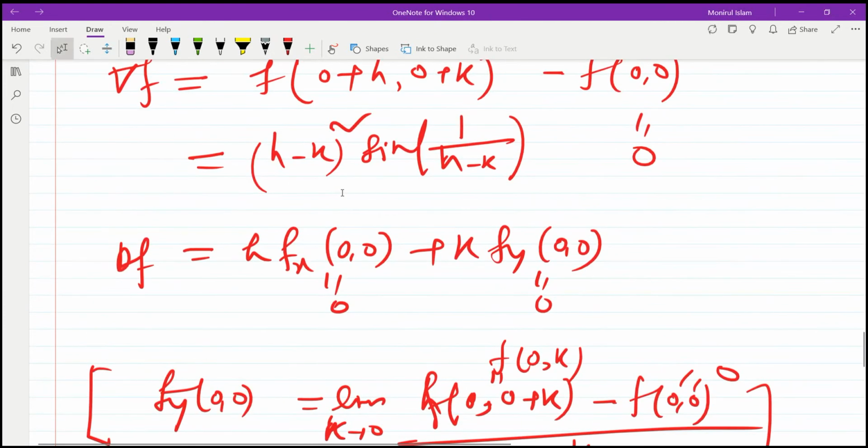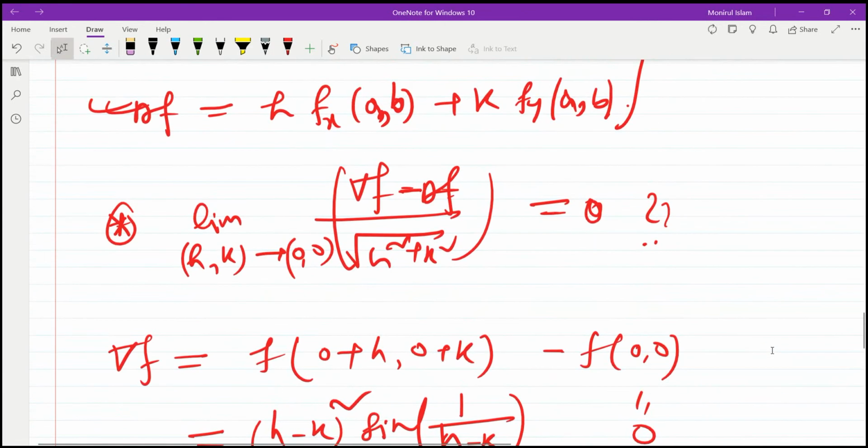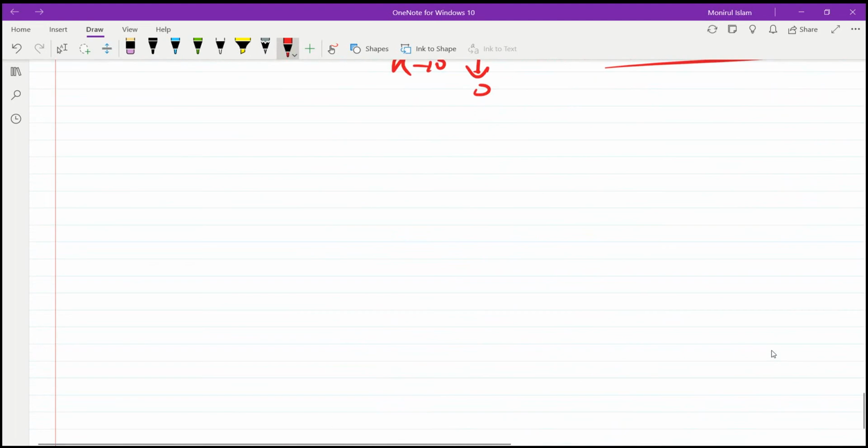So f_y(0, 0) is 0 and f_x(0, 0) is 0, so df will be 0. Okay, so del f will be this and df will be this. So what is this limit? You have to find whether this limit is 0. Okay, if this limit is 0, then f is differentiable. If this limit is non-zero, then f is not differentiable. Okay, so what will this limit become?